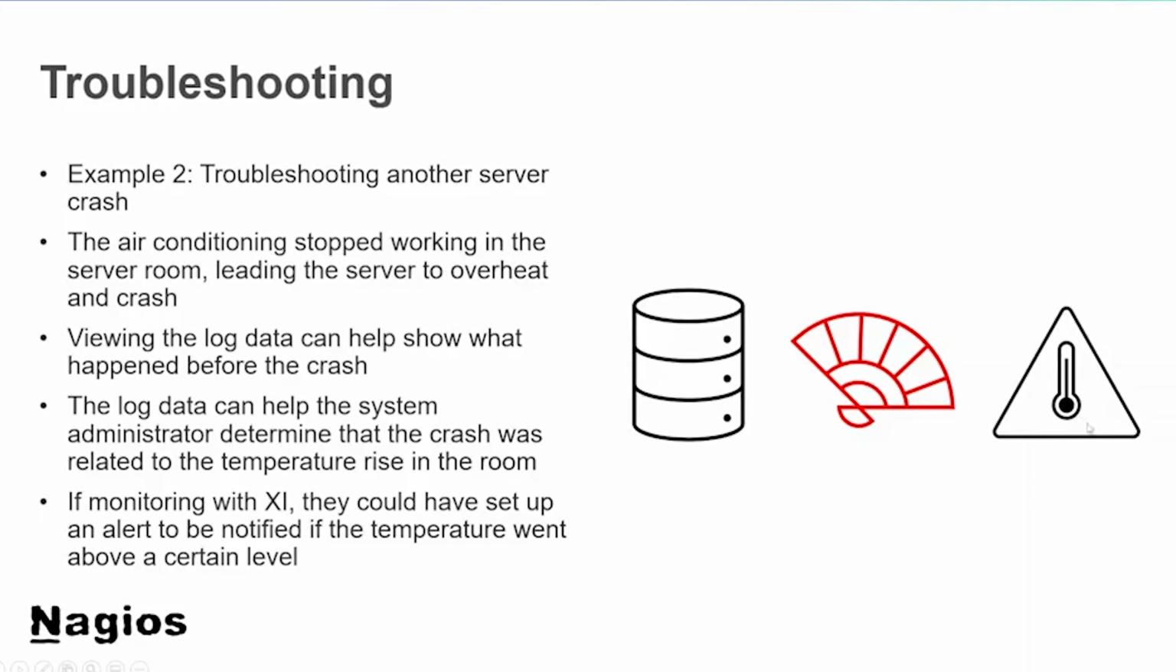That could help them determine that the cause of the server crash was an external factor, that this room temperature got too hot. And if they were monitoring the thermostat with Nagios XI, they could have set up to receive a notification if the temperature was too high, and that could have stopped this problem in the first place if they were able to implement a fix before their server crashed. They could have brought in a portable fan or an air conditioning unit to help temporarily bring the temperature down until the air conditioning got fixed.